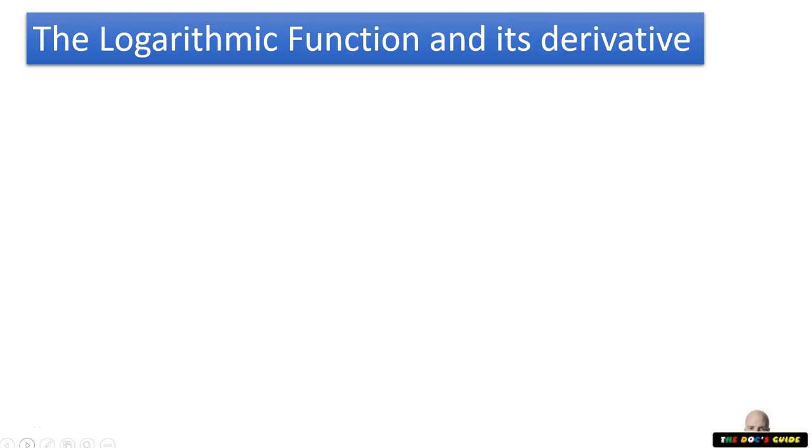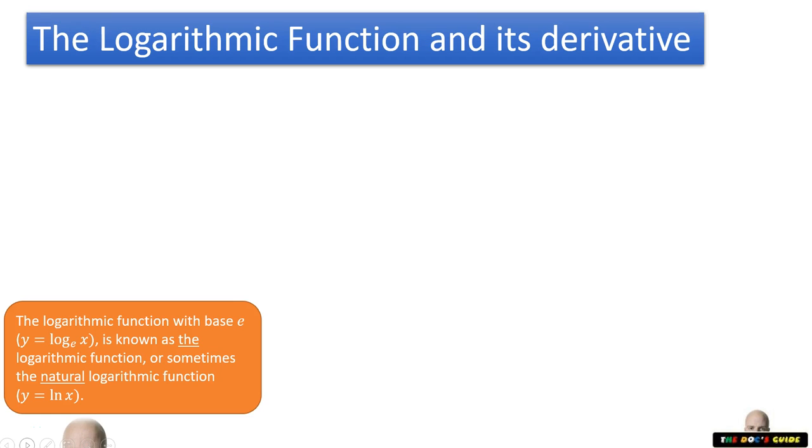Hello mathematicians, we're now going to have a look at the log function and its derivative. So we're starting to look at the calculus of the log function. We're going to be using the log function with base e, which is known as the logarithmic function, or sometimes the natural log function, and it can be written as log base e, as ln x, or sometimes just as log x because it's the logarithmic function.